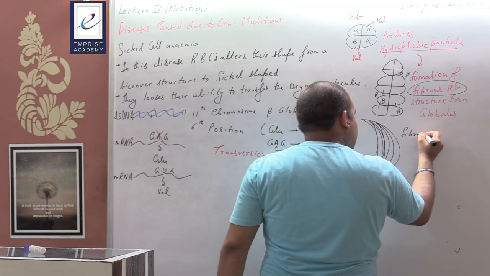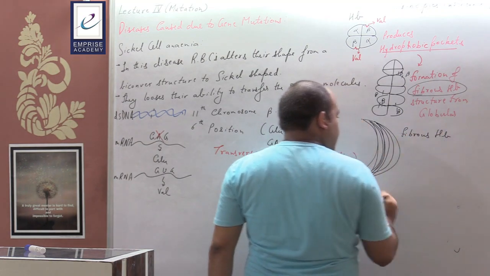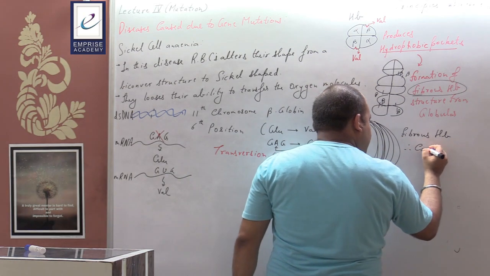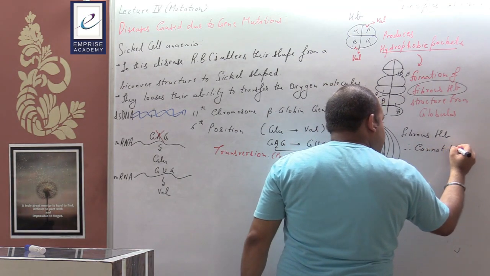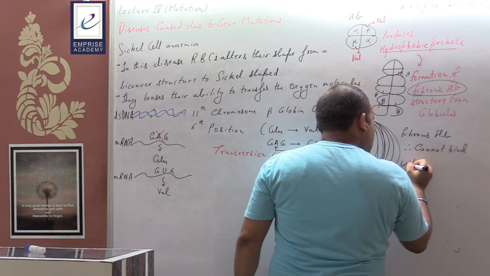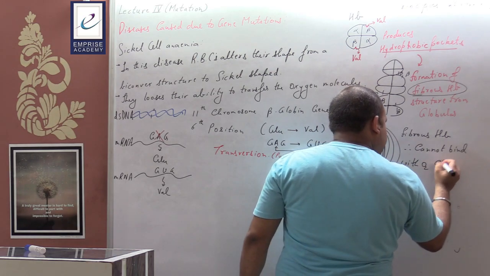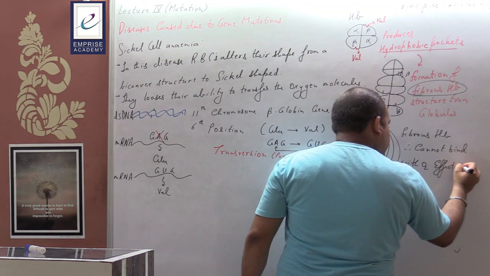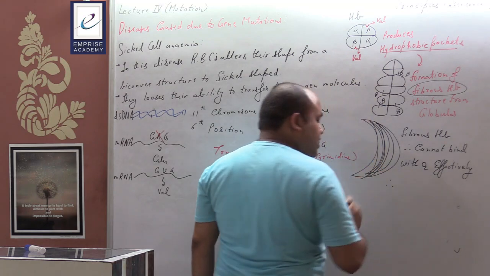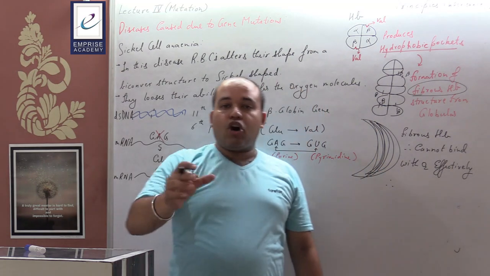Fibrous hemoglobin hence cannot bind with oxygen effectively and hence it produces a condition of anoxia.